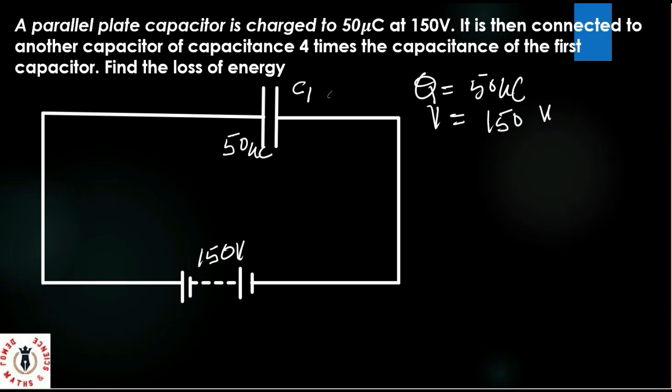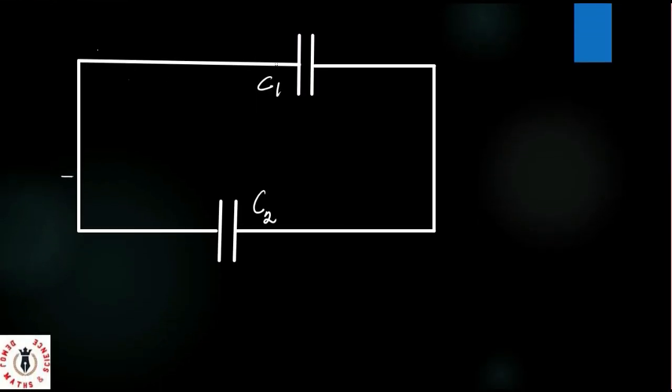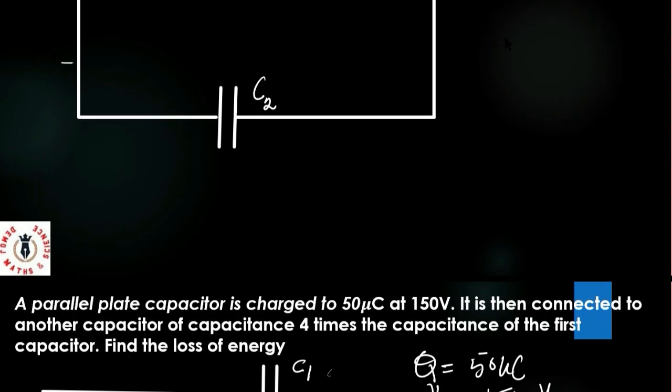It is then connected to a capacitor of capacitance 4 times the capacitance of the first capacitor. That is, this arrangement is scattered. Let me use that word. Then rearranged, and another capacitor is brought in. So here will be the new arrangement where it is now connected to another capacitor, which is 4 times the capacitance of the first capacitor. That is, C2, the capacitance of this capacitor, is the same thing as 4C1. Let's keep that first.